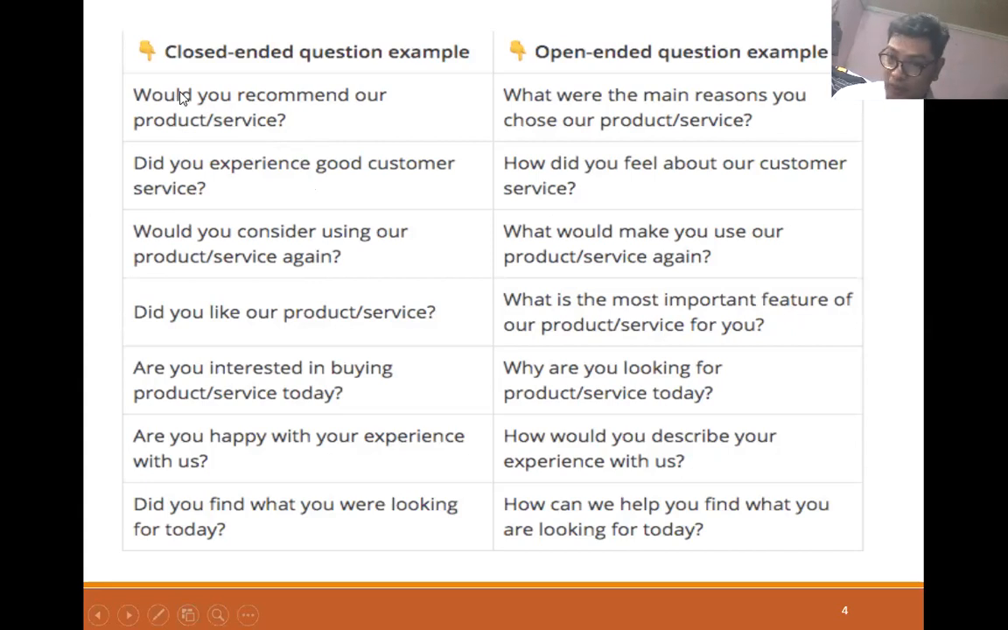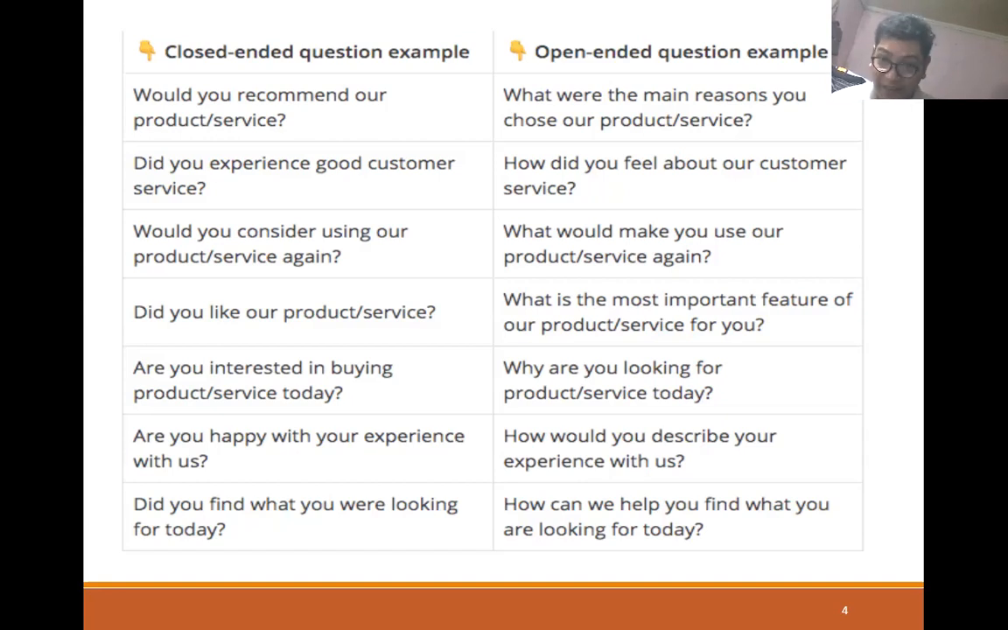Let's start with the closed-ended questions. These are questions limited by a Likert scale or a certain scale. Would you recommend our product service? It will be answered by yes or no, or definitely yes, definitely no. Did you experience good customer service? There's no need for elaboration. You just need to answer yes or no. Would you consider using our product service again? Yes or no. Did you like our product service, etc. As you can see, closed-ended questions in an interview are limited to certain answers. There is no need for you to elaborate.